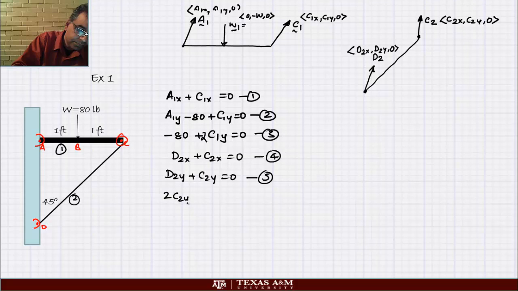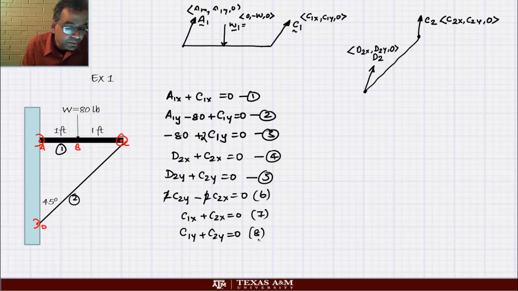And then 2C2y minus 2C2x equal to 0, that's the sixth equation. And then C1x plus C2x equal to 0, that's the seventh equation. C1y plus C2y equal to 0, this is the eighth equation. So now you have two options. You have 8 equations. Let's see how many unknowns. A1x, A1y, that's 2. C1x, C1y, that's 4. C2x, C2y, that's 6. D2x, D2y, that's 8. So 8 unknowns and 8 equations.